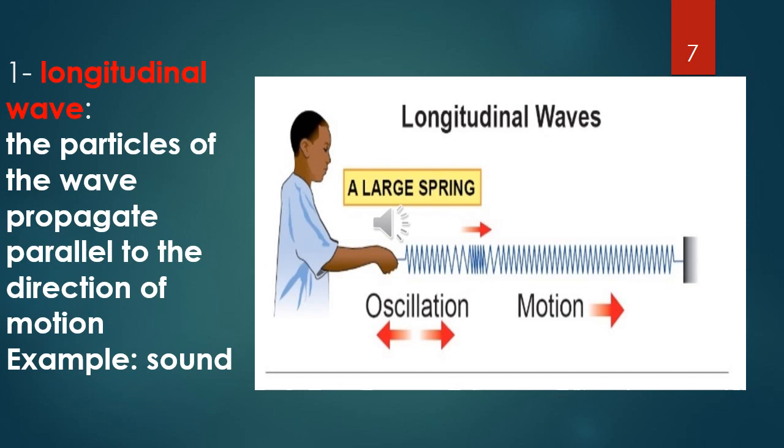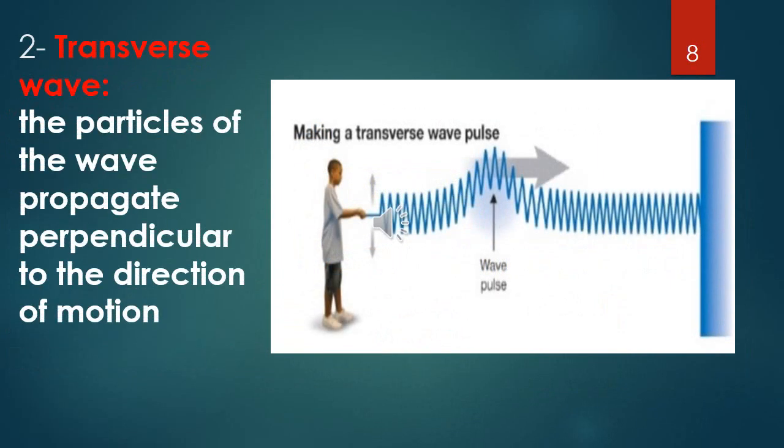The first type of wave is the longitudinal wave, where the particles of this wave propagate parallel to the direction of motion, as appears in this slide and in the previous slide. The second type of wave is the transverse wave. In this type, the particles of the wave propagate perpendicular to the direction of motion, as it appears here. The direction of motion is to the right, while the direction of the wave is up and down, so it is perpendicular.